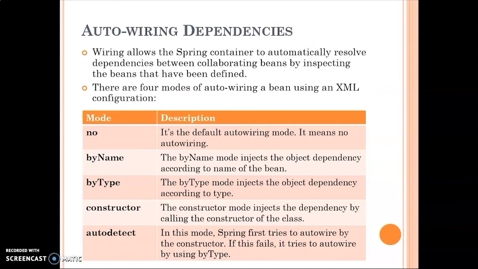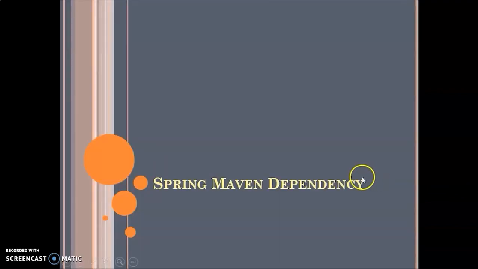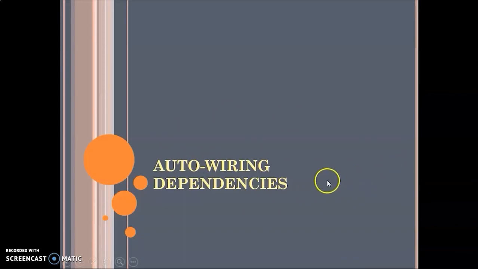I'll be showing you examples of each of these approaches in our next video. So stay tuned for that. In our next video, we will be talking about autowiring dependencies and how they are implemented. We'll see examples for each type of dependency that you just now saw.